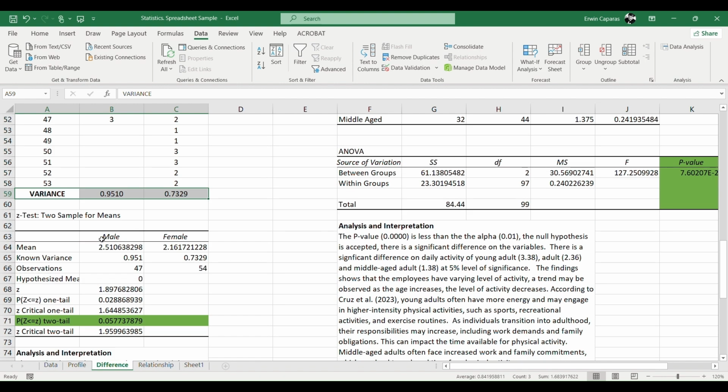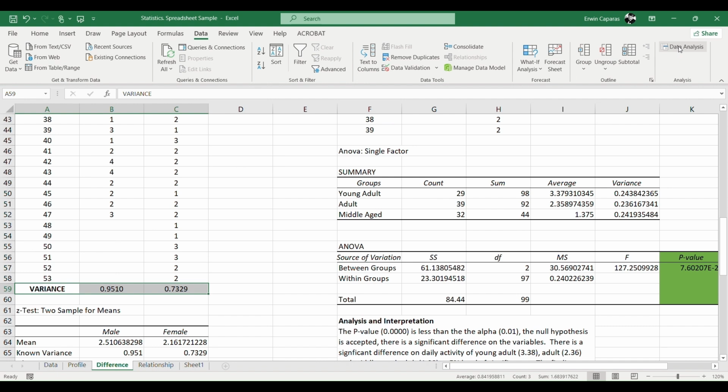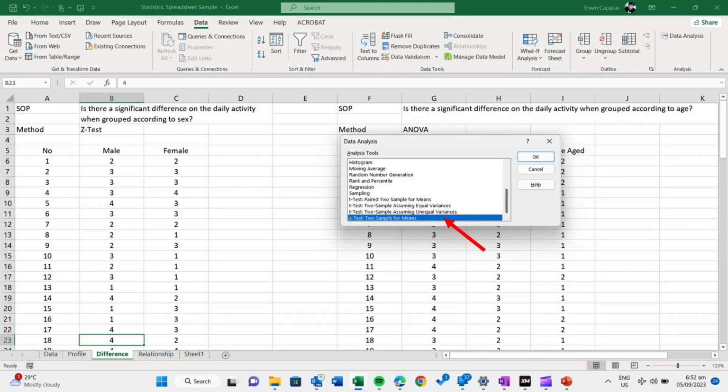We will be needing the p-value of the result of the z-test so that we could analyze and interpret it later. In the upper right portion, under the data tab, we have the data analysis, and then we select. This is arranged alphabetically, our analysis tools. So we click the z-test two sample for means, and then we click OK.